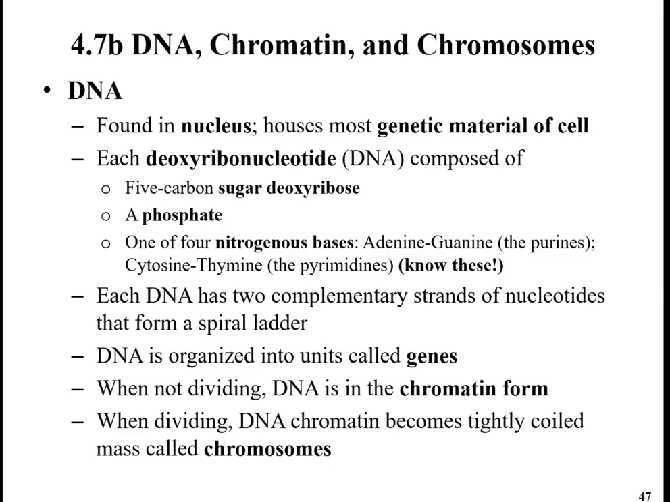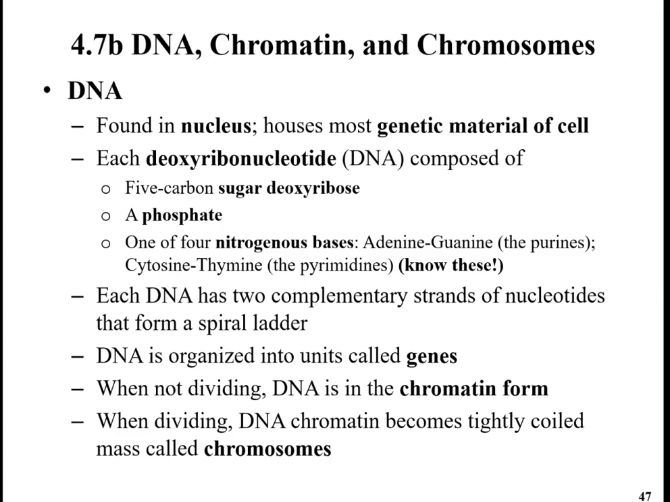All right, DNA, chromatin, and chromosomes. So DNA is found in the nucleus and houses most genetic material of a cell. Each deoxyribonucleotide is composed of a 5-carbon sugar, which is deoxyribose, a phosphate, and one of 4 nitrogenous bases. There's adenine and guanine, which are the purines, and cytosine and thymine, which are the pyrimidines, and you need to know these.